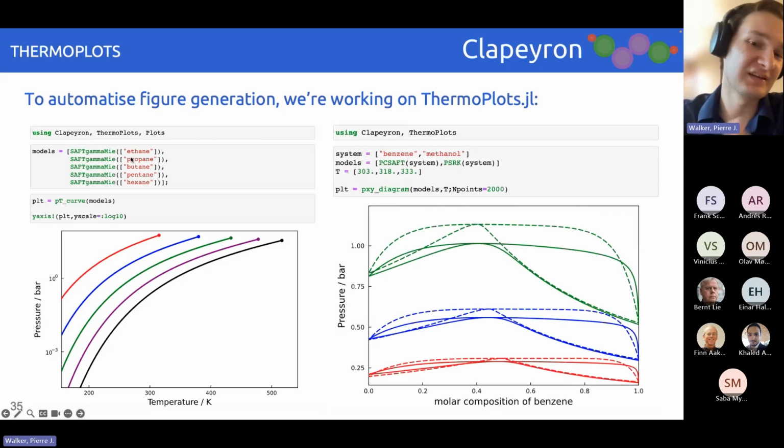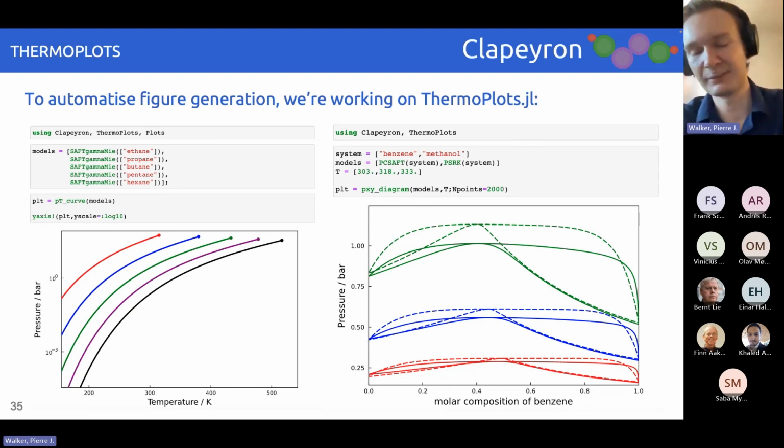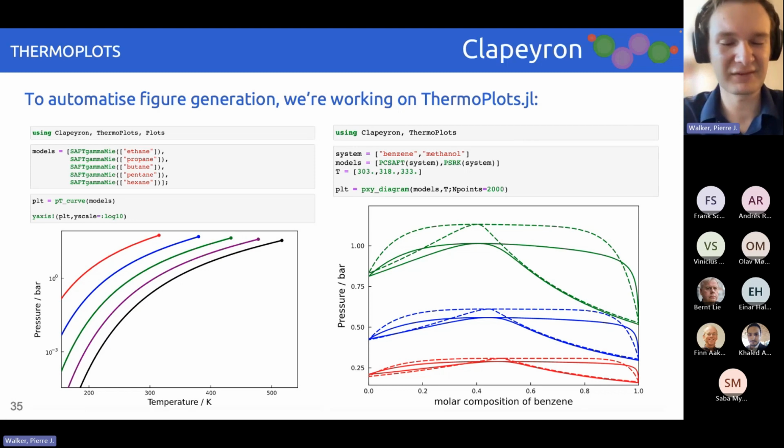We have also extended this to binary mixtures as well, where we can automatically generate PXY diagrams. These algorithms have gotten quite sophisticated, where they can now recognize when different types of phase equilibrium are occurring, whether it be vapor-liquid, liquid-liquid, or three-phase equilibrium.